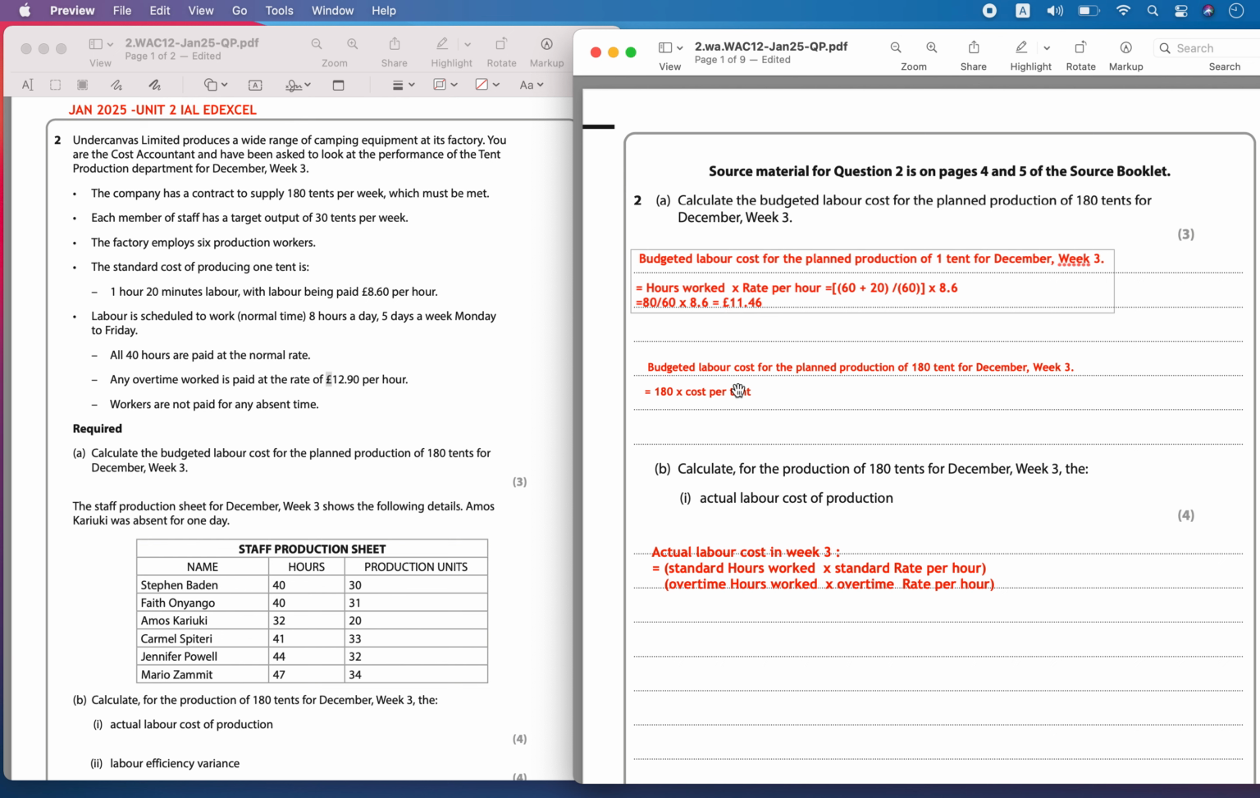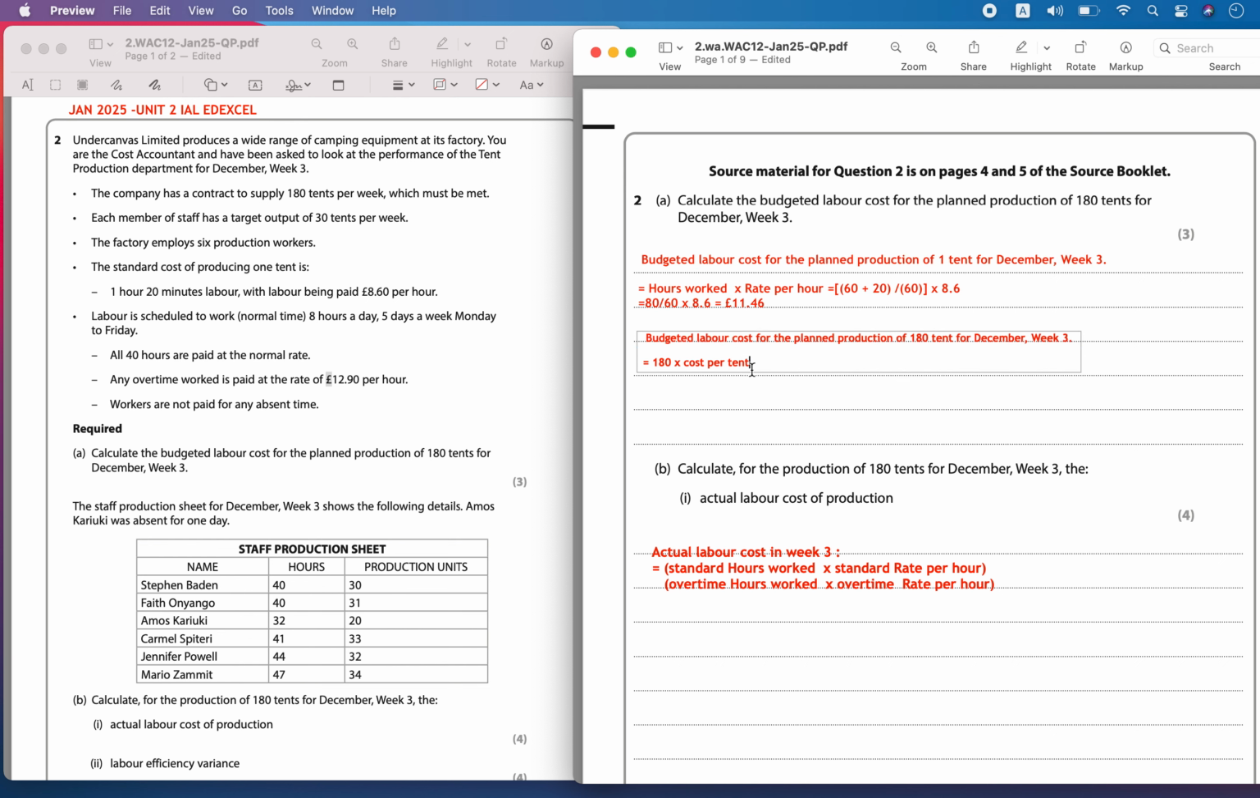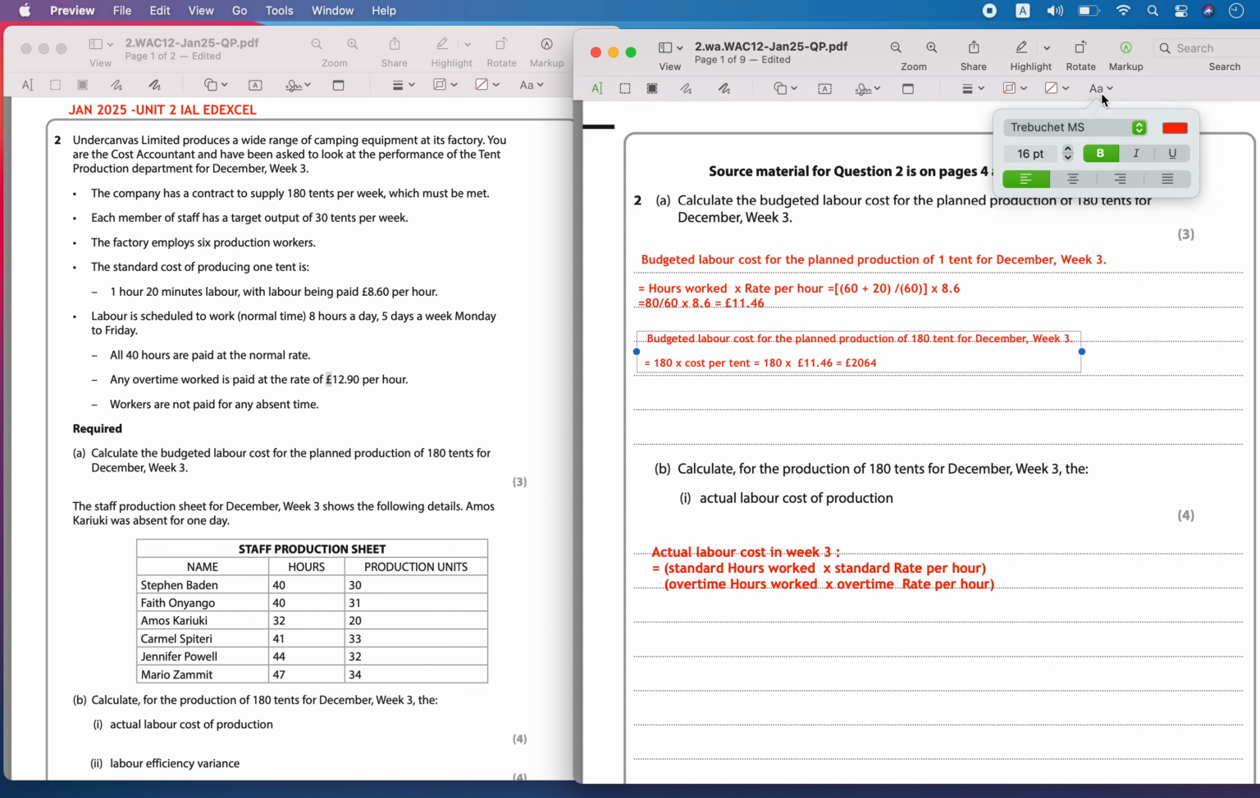And for producing 180 tents, I'm going to multiply 180 times this value, 11.466 pounds, which was used for producing one tent. So 11.466 times 180 is equal to 2064 pounds. So the total cost of production, the budgeted production cost, is this much. This is what we had to calculate.